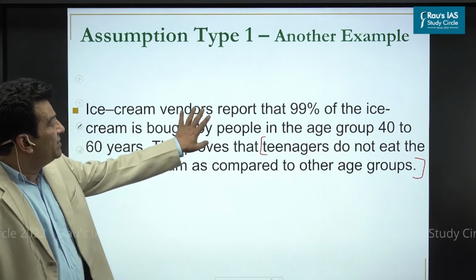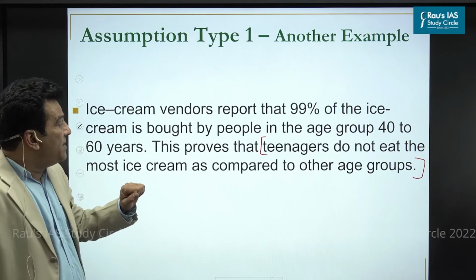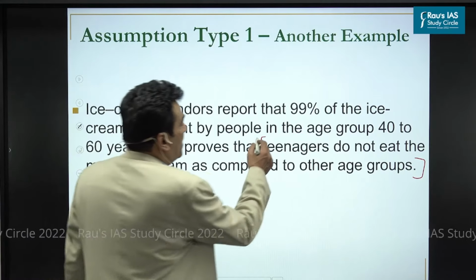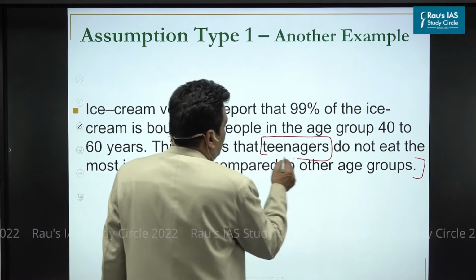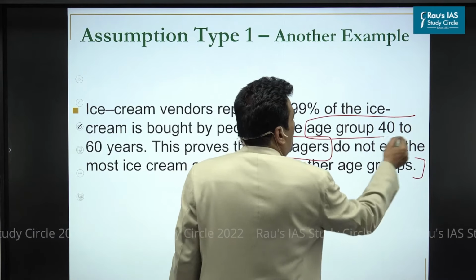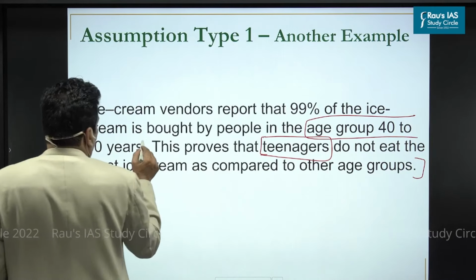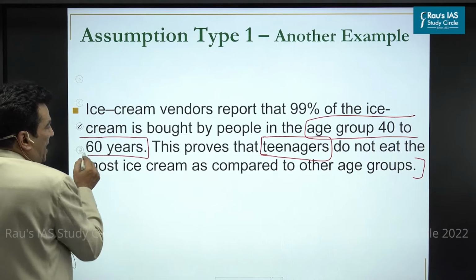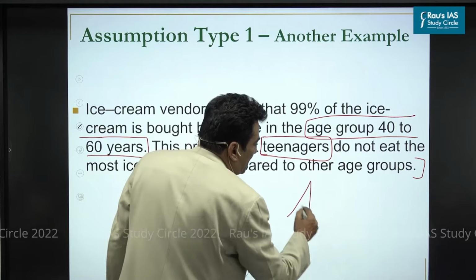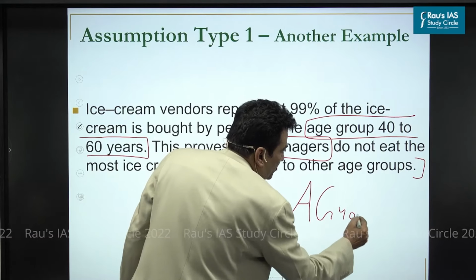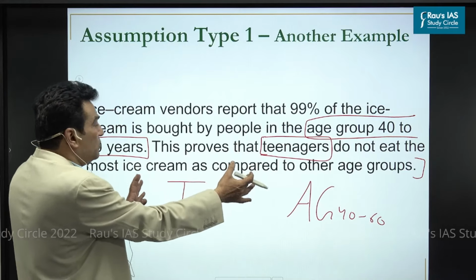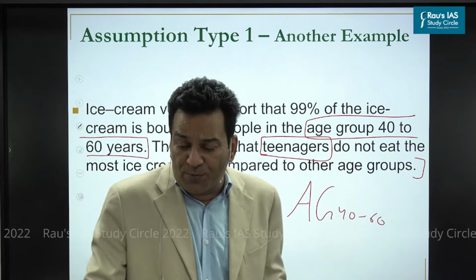Apart from this, whatever is written here is reasons. And when I do a mismatch check, I can very clearly see that your conclusion talks about teenagers and the reasons talk about people in the age group 40 to 60 years. My question to you is, what should be the relationship between teenagers and people in the age group 40 to 60 years? As a result of that relationship, this conclusion that teenagers do not eat the most ice cream as compared to other age groups should become stronger.